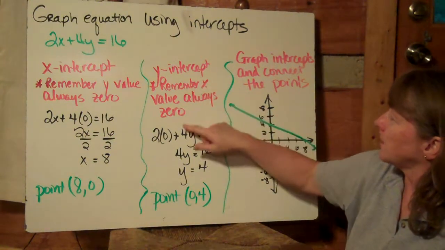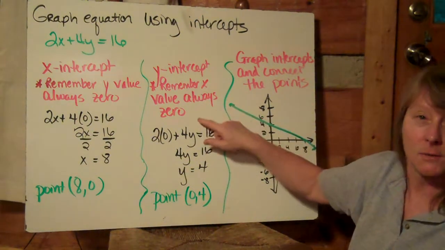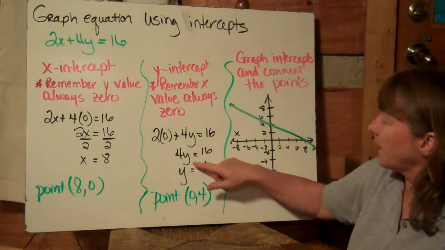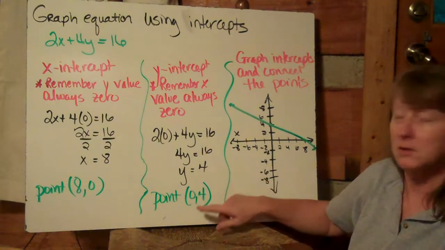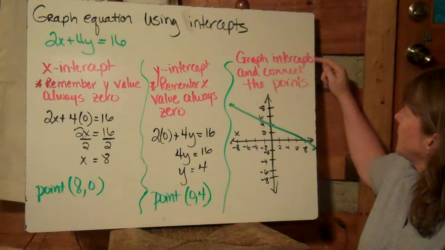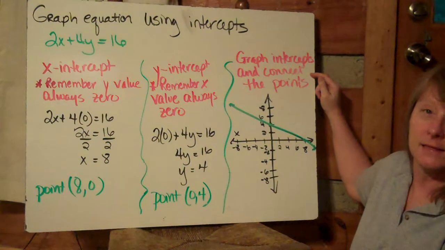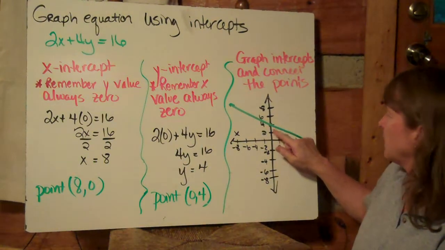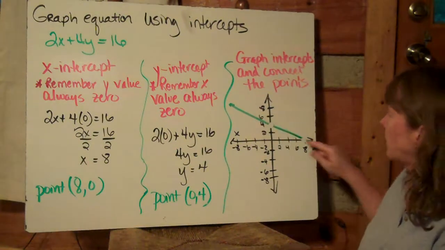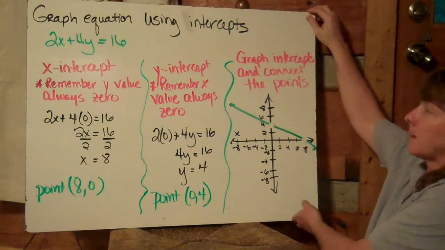Now the y-intercept. We have to remember x value is always 0, so I can put 0 in here, solve it out, and I get y equals 4. So this point is 0, 4. I can graph the intercepts, and then connect the points. Here is 0, 4. Here is 8, 0. And I just draw a line and connect the points, and now I have my graph.